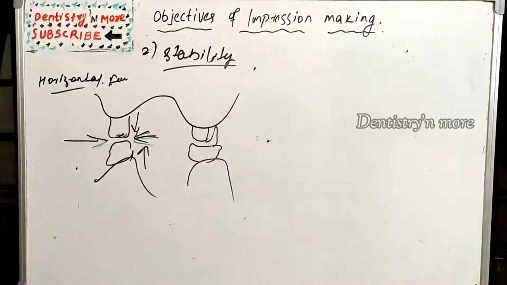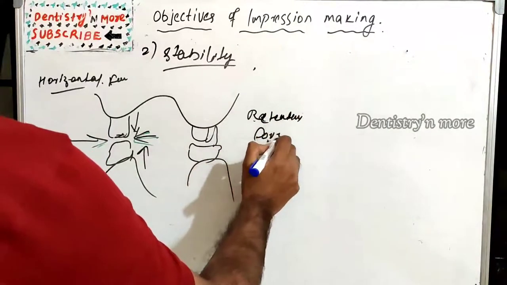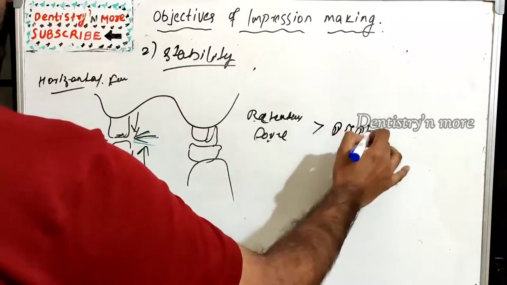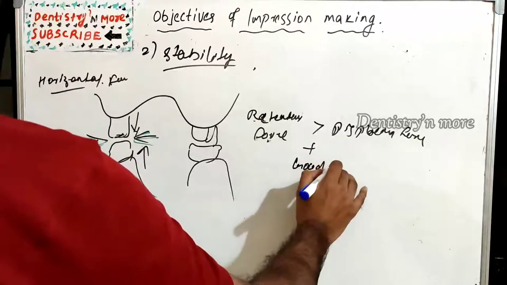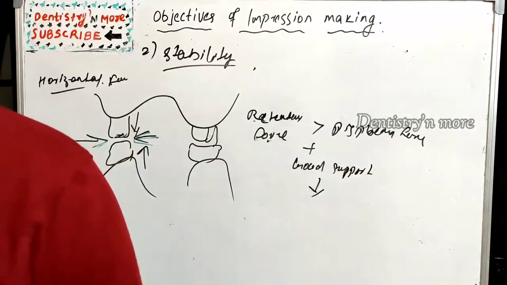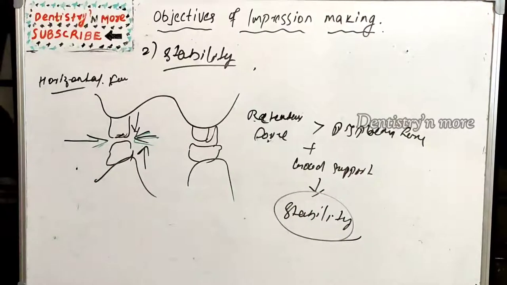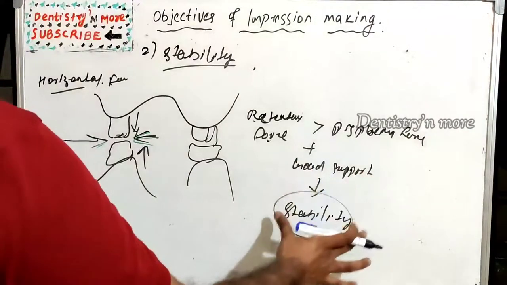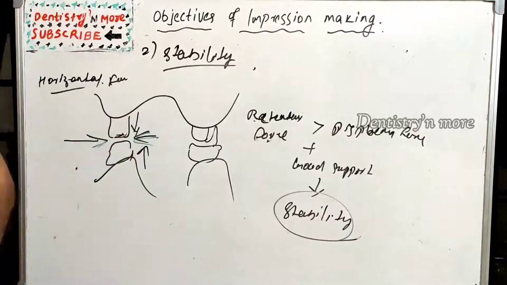Okay. So if we have retentive force greater than the displacing force, with good support, support we haven't learned yet, it will give good stability. That is a concept. So if you have good retentive force with adequate support, it will give good stability. Then the vertical height: if we have more vertical height, it will be good stability. Lesser vertical height, less stable. So that is about stability.